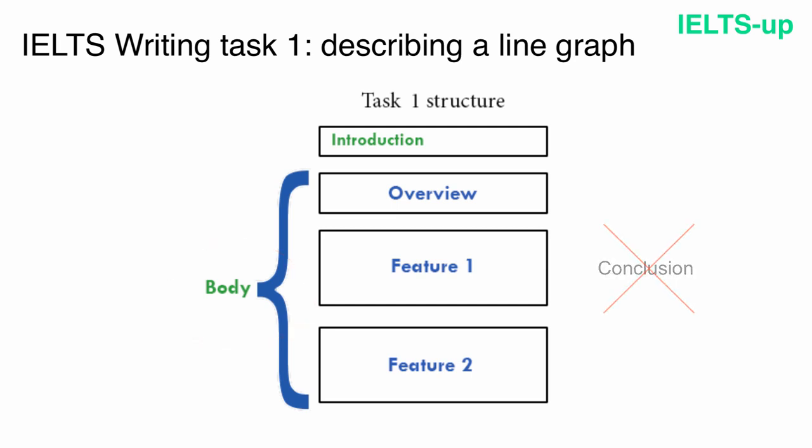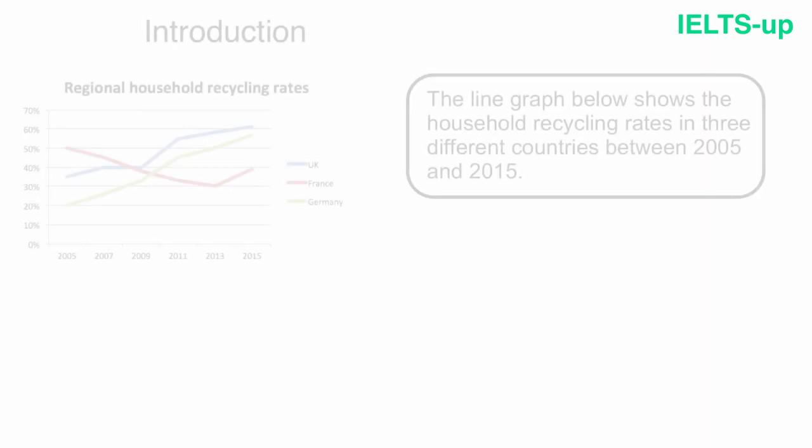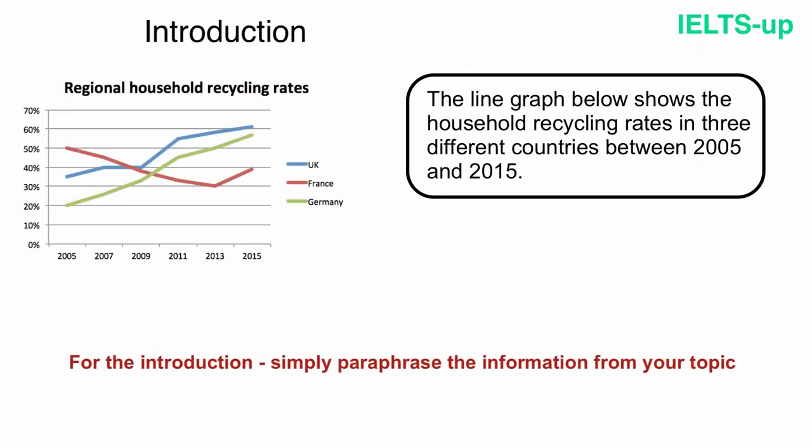So, the first paragraph you write is your introduction. After that, you start writing your body paragraphs. In your body paragraphs, you should, first of all, give something called a general overview. Secondly, give the detail. Now, let's see how you should write each paragraph in order to produce a Band 9 answer. For the introduction, you need simply to paraphrase the information from your topic.